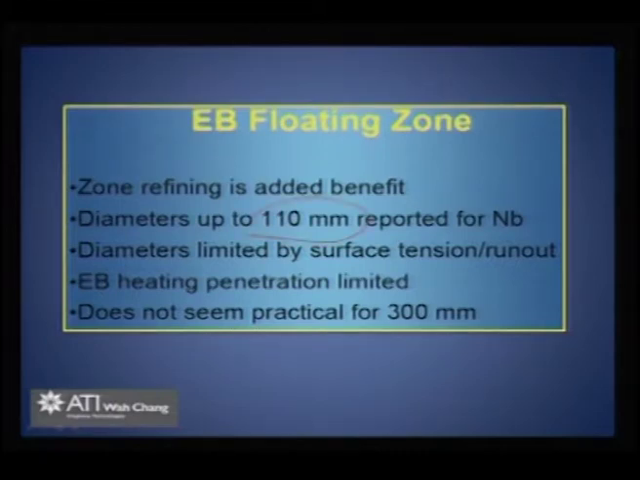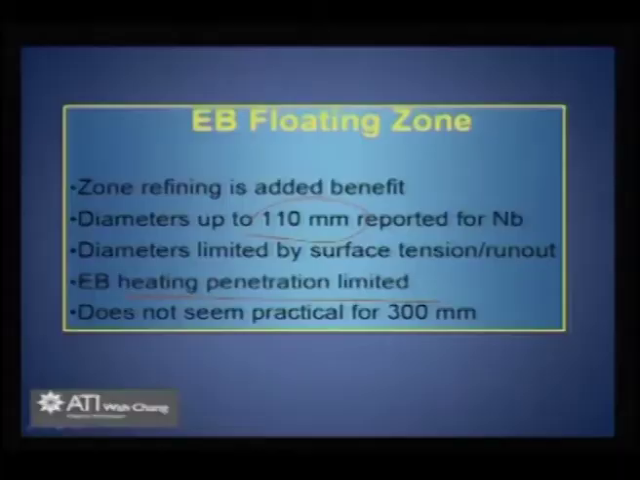crystals of diameter up to 100 millimeter, and then one problem that we face here is the penetration. It is not possible to actually run through the bulk, especially when you have a feed. In EB what happens, the surface melts, but then it does not really go into the bulk. Therefore, there are some practical problems which need to be sorted out when we go for this floating zone method.